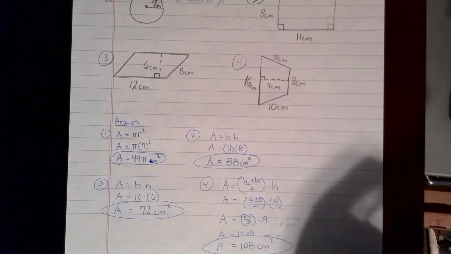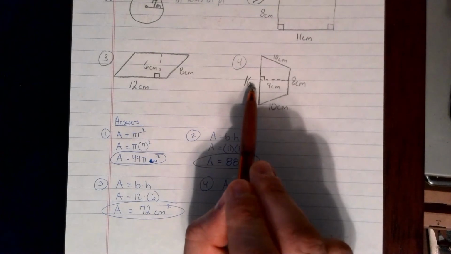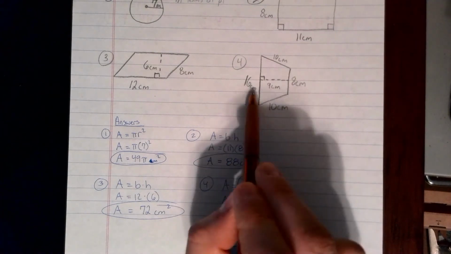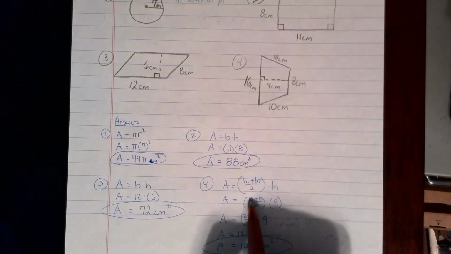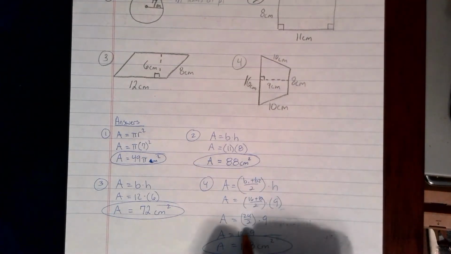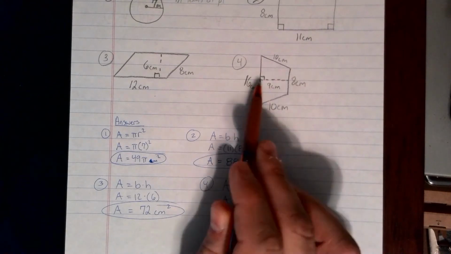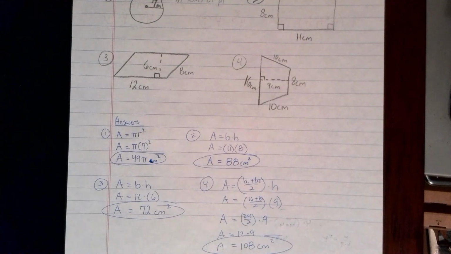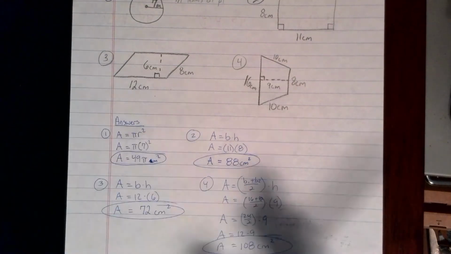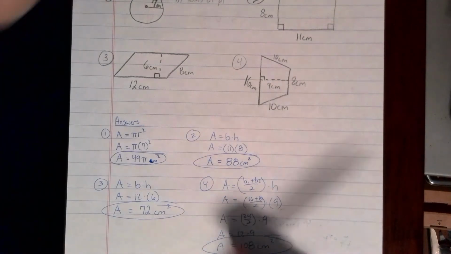Alright, and then finally number 4, as I already kind of explained here, I would consider 16 and 8 to be my bases and 9 to be my height. So I plug that in. The average base of 16 and 8 ends up being, when you add 24 divided by 2, my average base is 12. My height, the distance between the bases, is 9. 12 times 9 is 108 centimeters squared. So that's your entrance task problems, and the assignment that you're going to try is just like that.